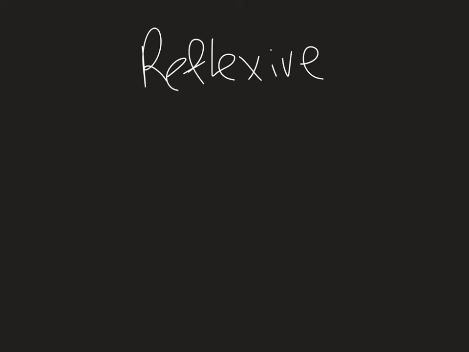So reflexive property is pretty simple. Anything is equal to itself. In this case, A equals A. Pretty straightforward, nothing too crazy. Basically, anything is the same as itself. And this could be an expression, it could be a number, whatever it is, it's equal to itself.